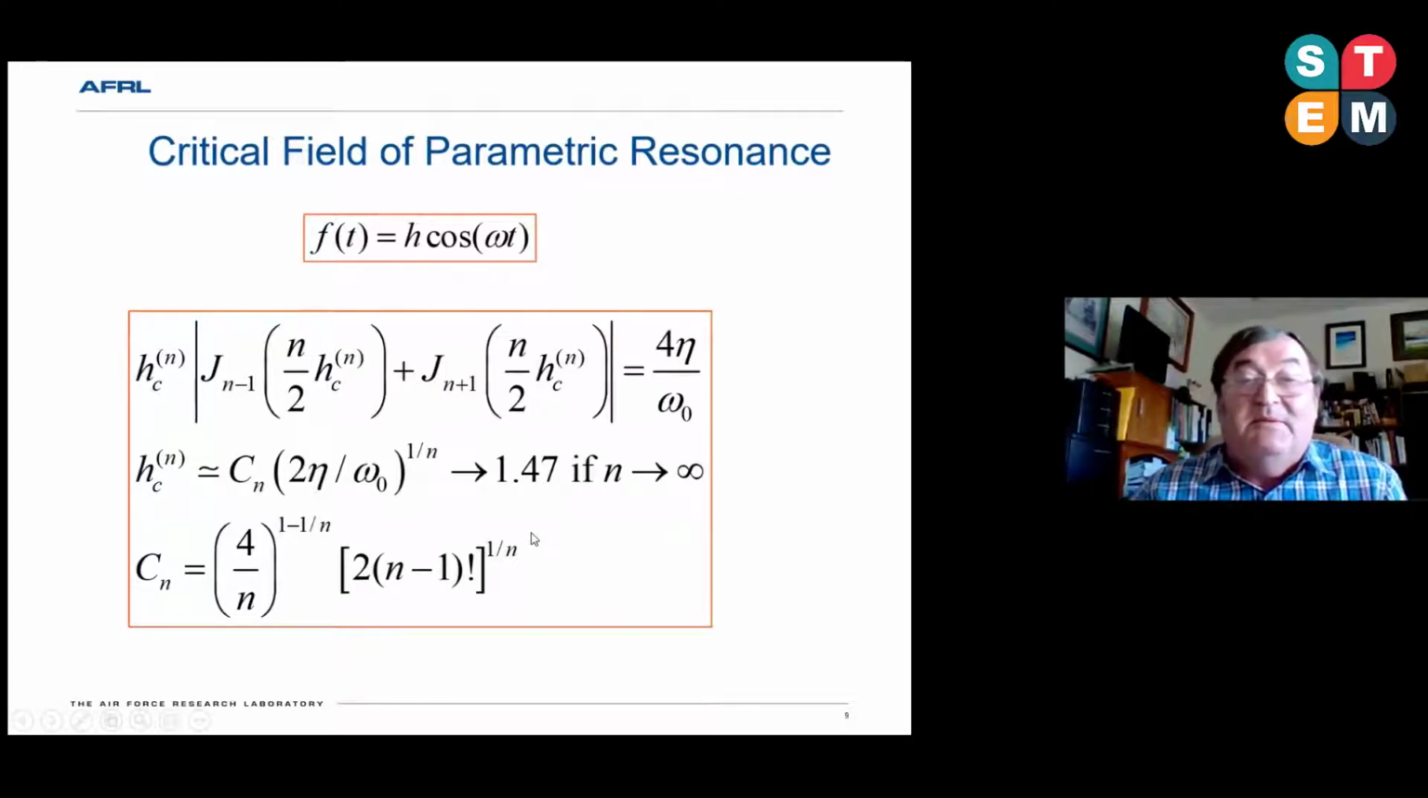And there is one more feature: with n, this threshold does not go to infinity. It's a finite number. So the higher the resonance, the more the difference between threshold fields decreases, and at infinite n, it's just some number, and it doesn't depend even on damping.